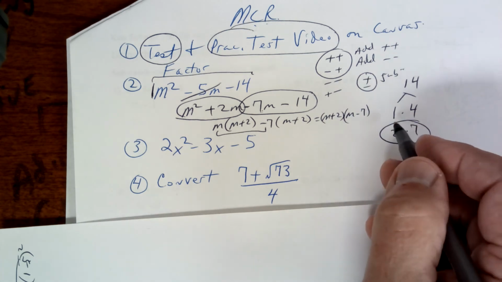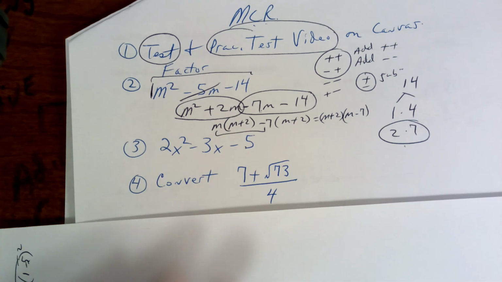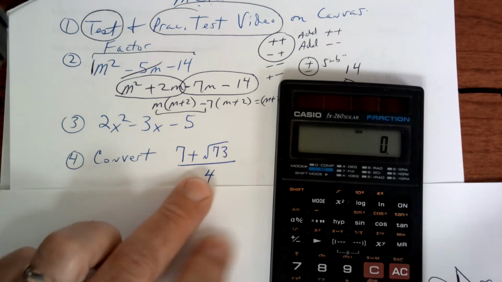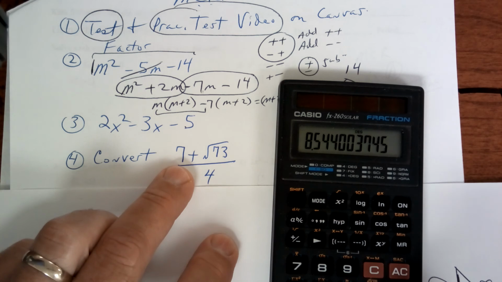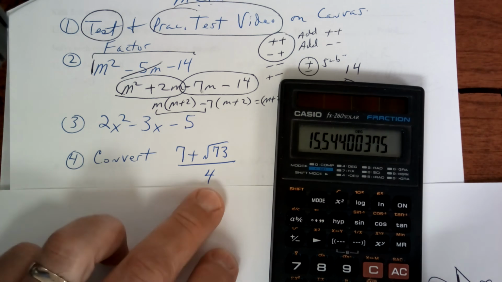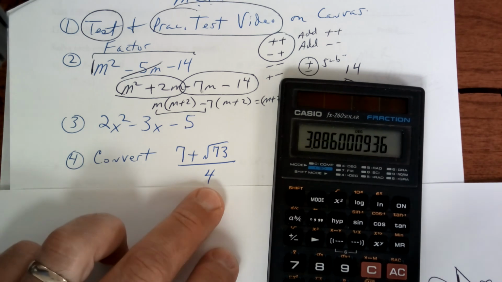This one works the same way. Let's get a calculator here. Press the square root of 73, shift square root plus 7, press equals, and then divide by 4. And I get 3.9 on this one.